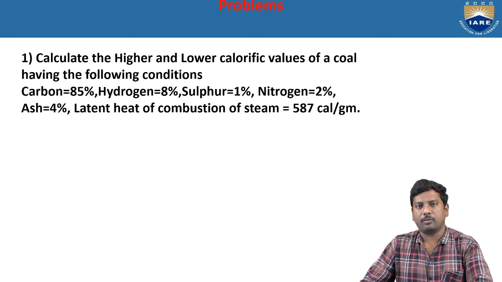Now we see model problems. Calculate the higher and lower calorific values of the coal having the following composition: carbon is equal to 85%, hydrogen is equal to 8%, sulfur is equal to 1%, nitrogen is equal to 2%, ash is equal to 4%. Latent heat of steam is equal to 587 calorie per gram. So they want the higher and lower calorific values. So first, the given data.